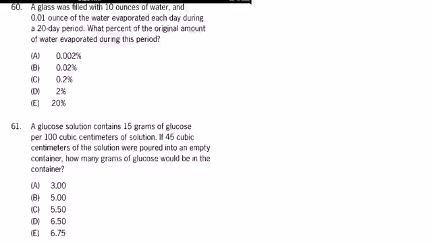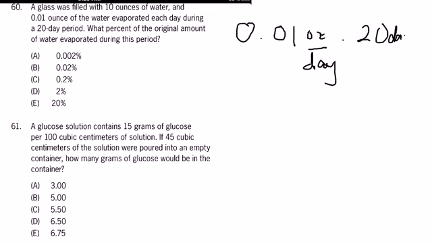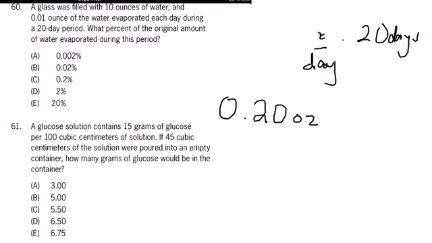First thing to do is to make a calculation. 0.01 ounces per day times 20 days. Now I'm keeping track of the units here. That'll be more important in number 61 when we get to it. Anyway, 0.01 times 20 is 0.20 ounces. Now, the question is, 0.20 ounces is what percent of 10?